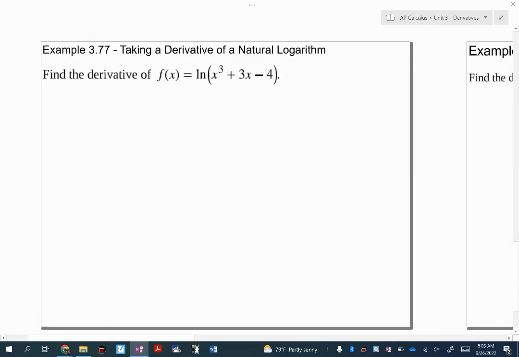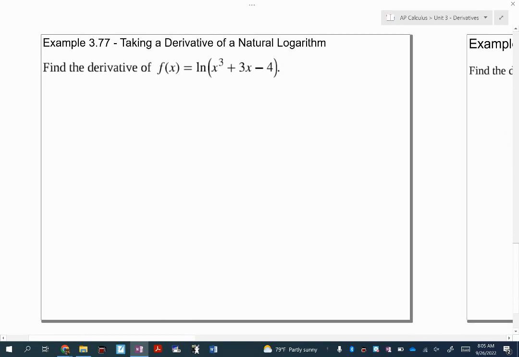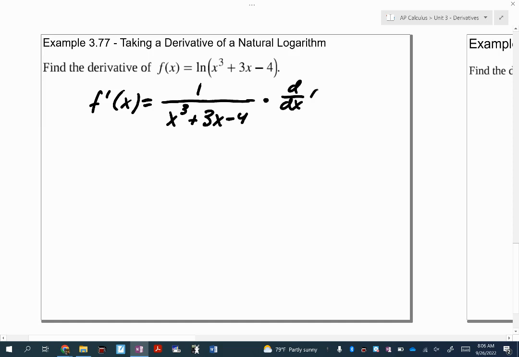All right, let's switch to this idea of taking the natural log of a function and find the derivative of it. So again, the way that I want you to think of this is that if you see the natural log of some big argument, in this case we have a cubic trinomial, I'm going to first do 1 over that argument, which is x cubed plus 3x minus 4. Let's try that again. All right, and then I'm going to multiply that by the derivative of x cubed plus 3x minus 4.